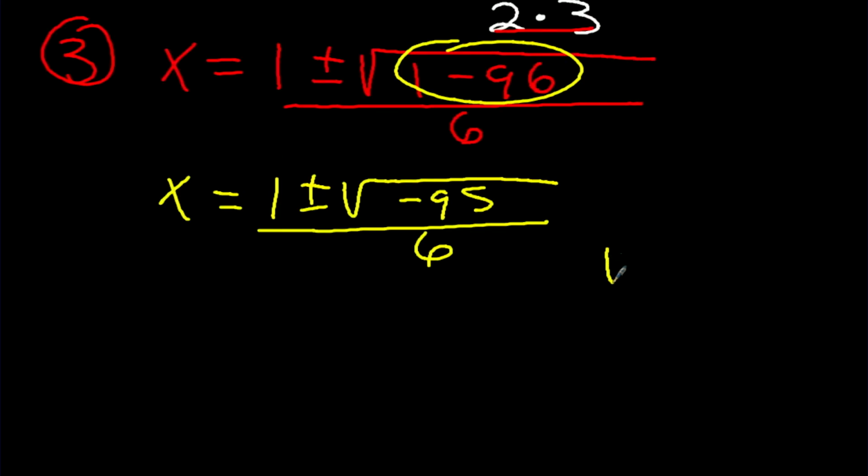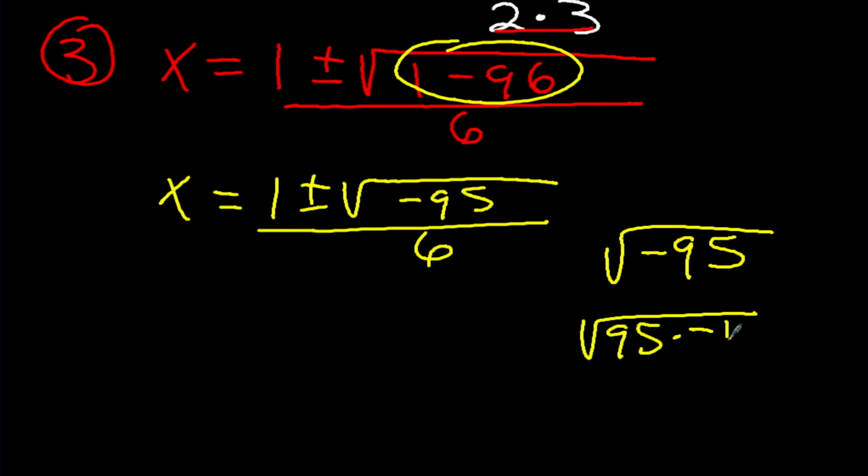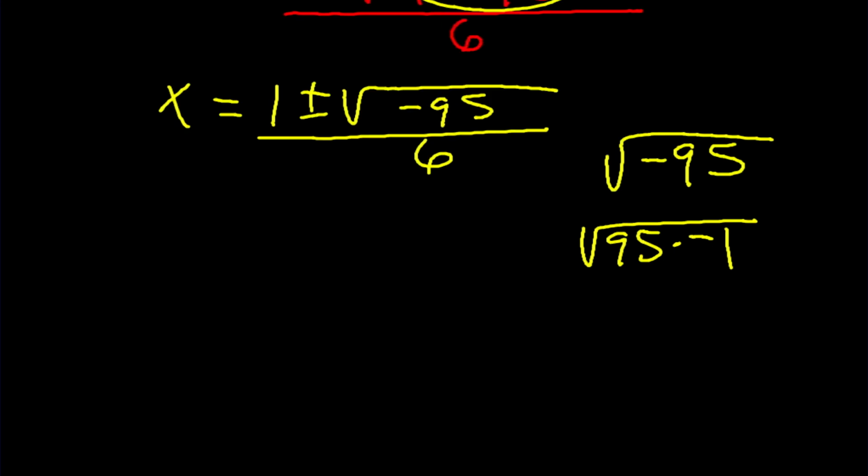Now I want to deal with the negative 95 under the radical. Whenever I have a negative number under the radical, that's going to give me what's called a complex number. So I separate the negative from it first. So I change it to 95 times a negative 1. And in the complex number plane, the square root of negative 1 is defined as i.